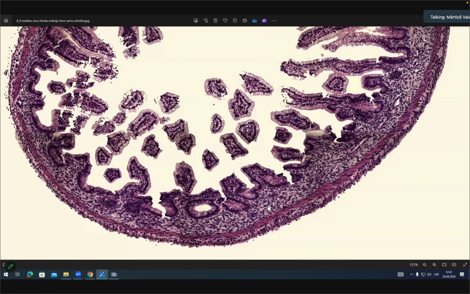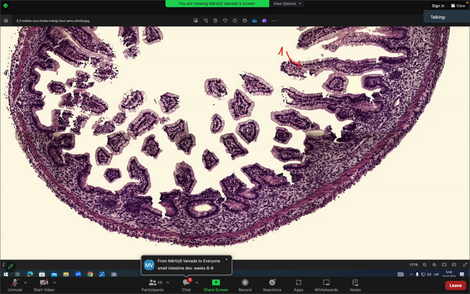First of all, structure is very similar to mature intestines already, but there's multiple differences you need to be careful with. So first, let's talk about the things we can recognize. First of all, you can see there's simple columnar epithelium. So small intestine development, weeks 8-9, that's the slide name. And the first structure, simple columnar epithelium.